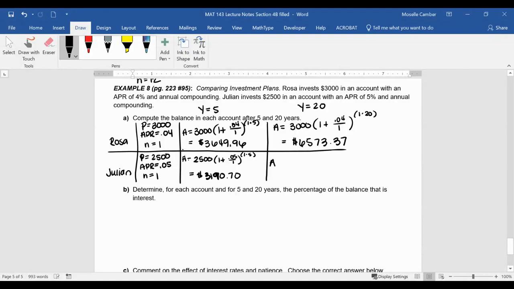Now let's look at Julian. Julian, so he deposits $2,500 at an interest rate of 5% per year, 1 time per year, raised to the 1 times 20 years. And he has $6,633.24. So in 20 years, Julian has more money than Rosa.